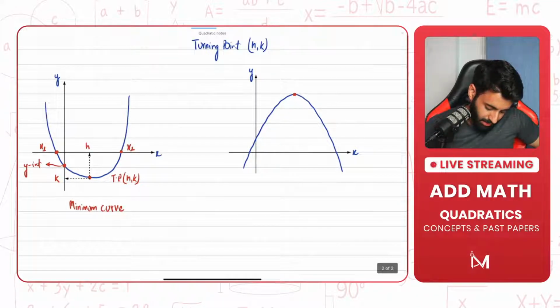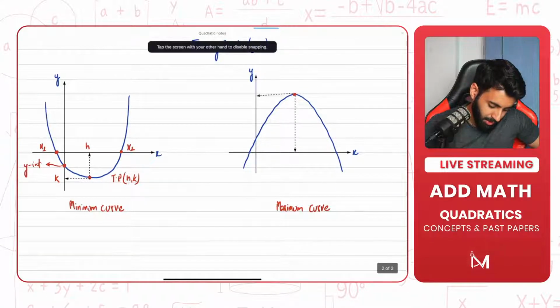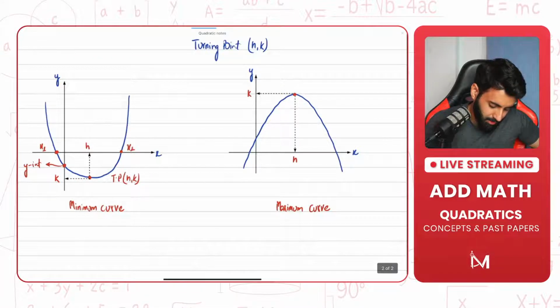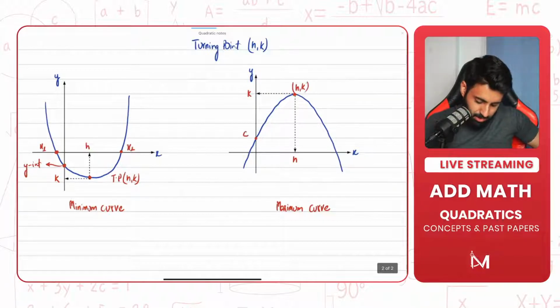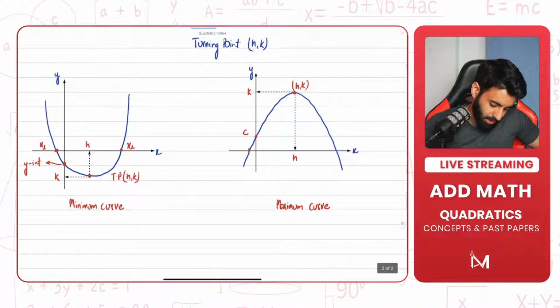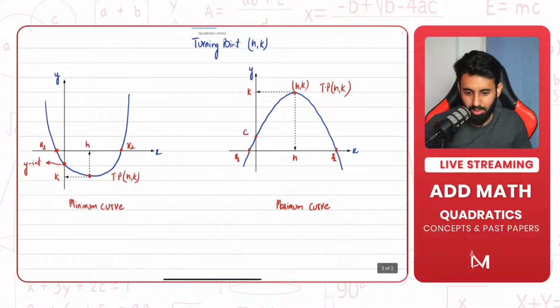Now, this, on the other hand, is a maximum curve. Here also we have a turning point, and the coordinates of the turning point are labeled the exact same way, with the same letters, h comma k. We have a y-intercept, which we normally refer to as c. And we have two x-intercepts, x1, x2. And here also the coordinates of the turning point, like I mentioned earlier, are h comma k.